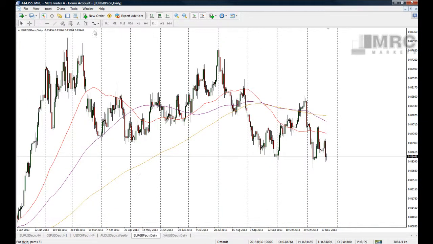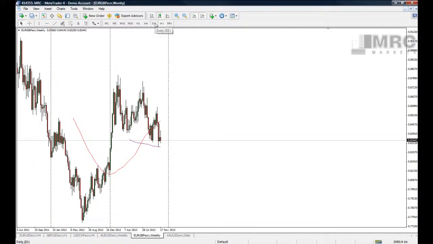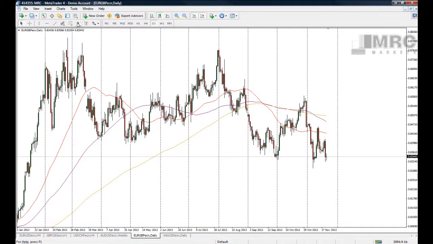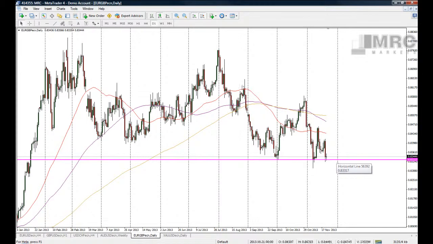Euro sterling, in terms of the weekly, nothing major of interest. In terms of the daily, it's just all about this key support here, which stands at around the 0.8330s. We've got a triple bottom here, quite a few candle spikes below this and closes above, so buyers trying to hold on to this key level here.